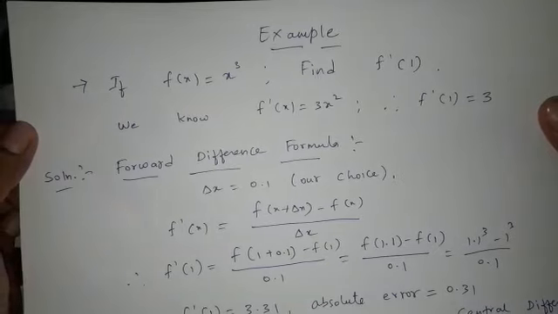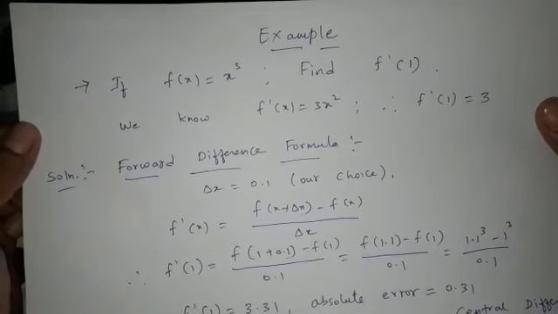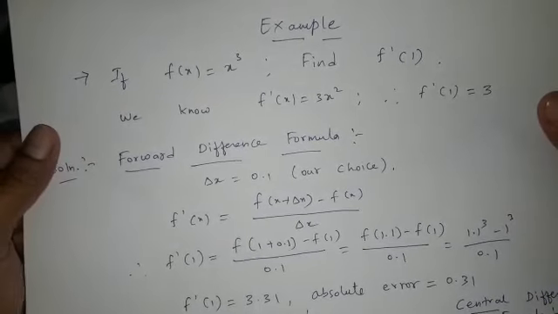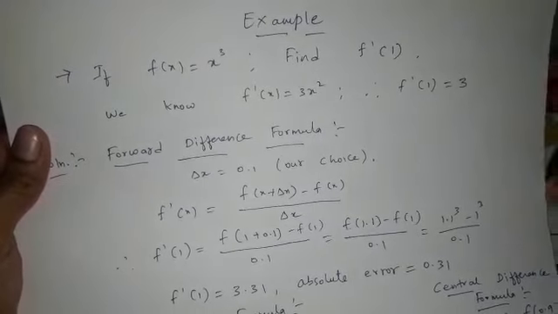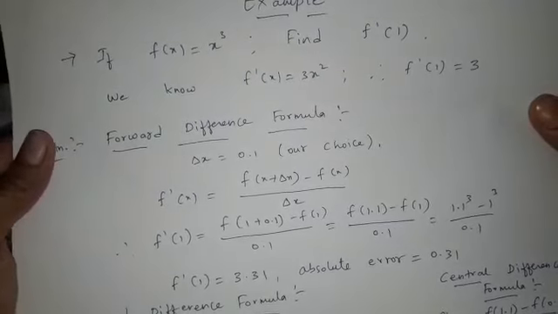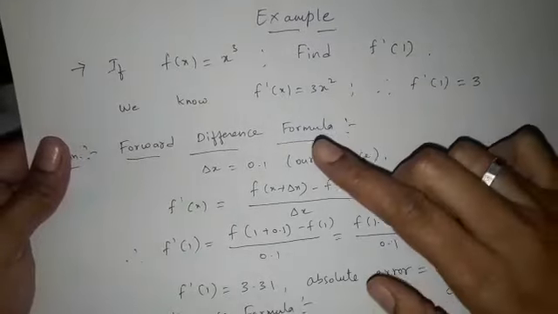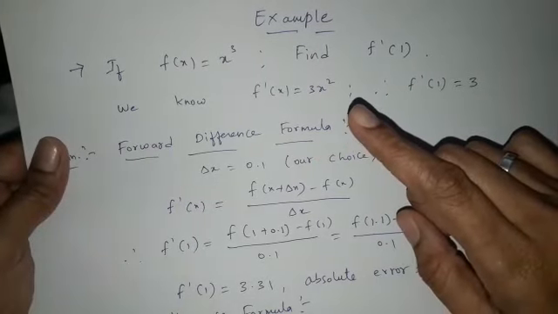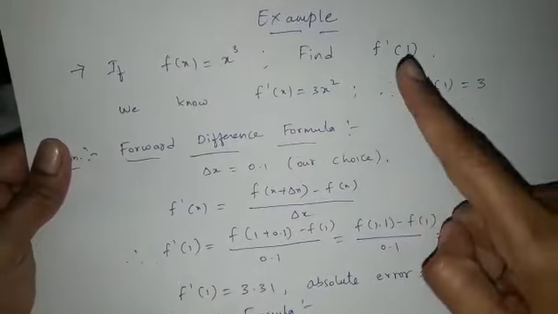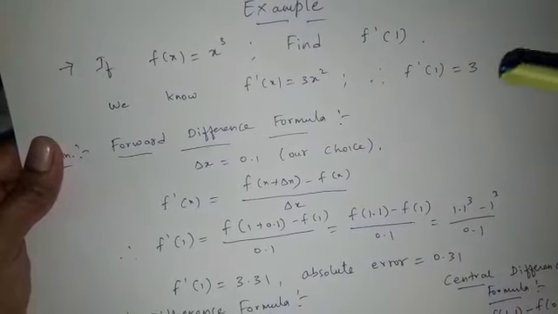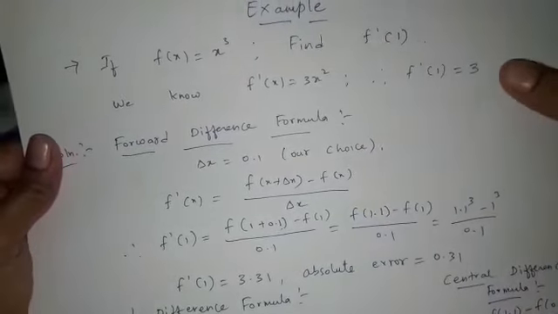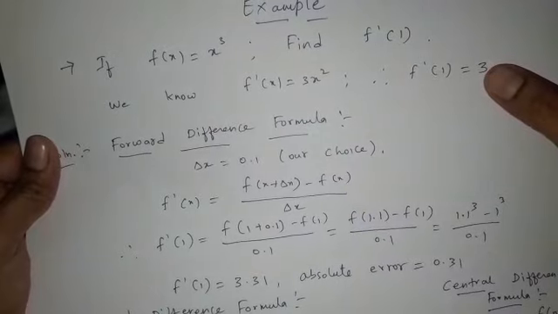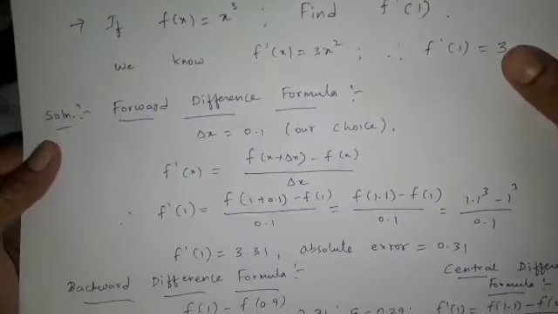Okay. It's a very simple problem. But let's do this to understand the formula, the approximate formula, the finite difference formula. So we know f of x is x cube, so f dash of x will be 3x square, and then f dash of 1 will be 3. Okay, so f dash of 1 is 3. This is the exact solution, the analytical solution.